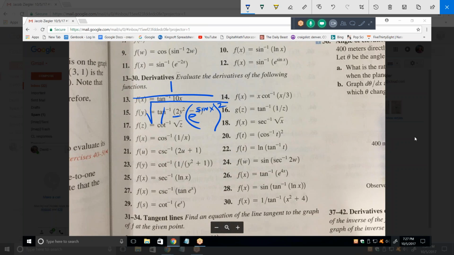Times what? And that would be times, I'm going to write it to the right just so we're clear that first thing is the derivative of the outside. Now what's the derivative of e to the sine x? It would be cosine e to the x. No? Well, let's start with the derivative of e to the sine x. What's the derivative of the outside of that? It would be cosine. It's e to the sine x.